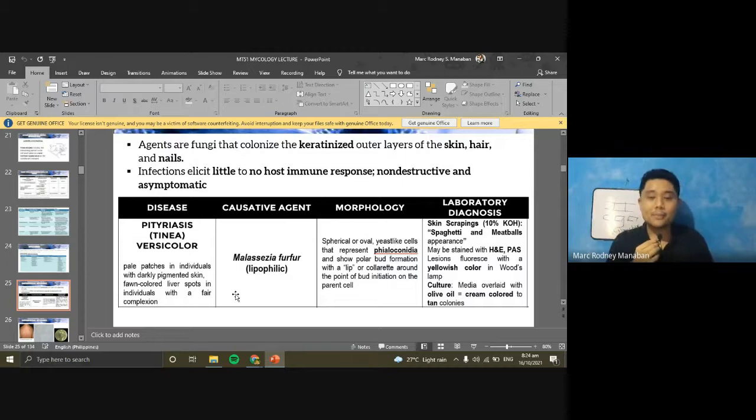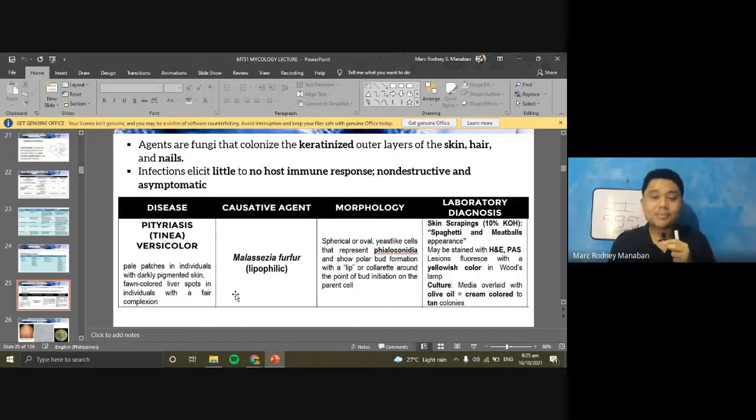All right. They produce phialoconidia, and then a lip or collarette around the initiation on the parent cell. So usually, under examination, you can't see it unless you stain it, all right? But the majority of the time, the diagnosis of Malassezia furfur is through KOH, right? Skin scrapings. And in skin scrapings, right? Spaghetti and meatballs appearance. Very press the buzzer, no? And very common. But with the spaghetti and meatballs appearance, press the buzzer right away.